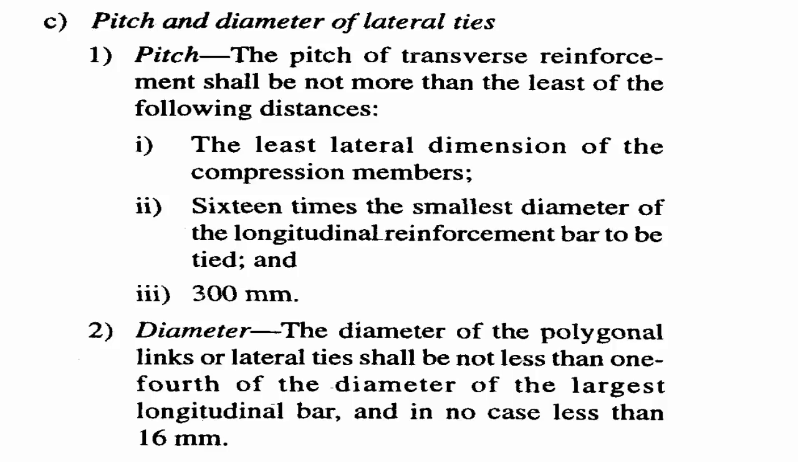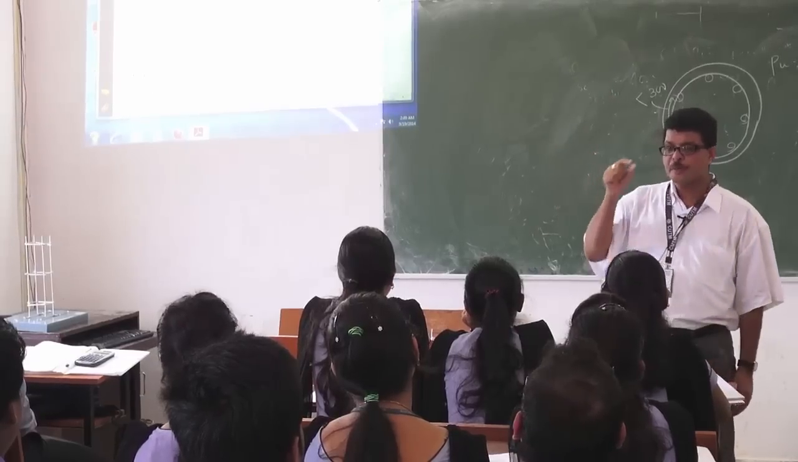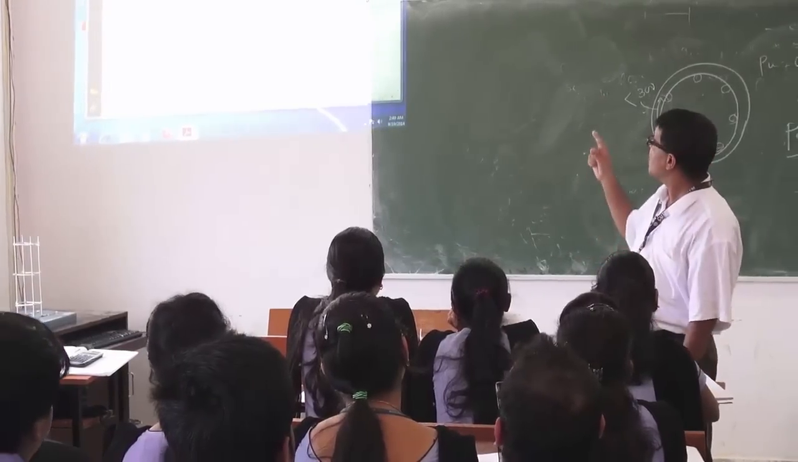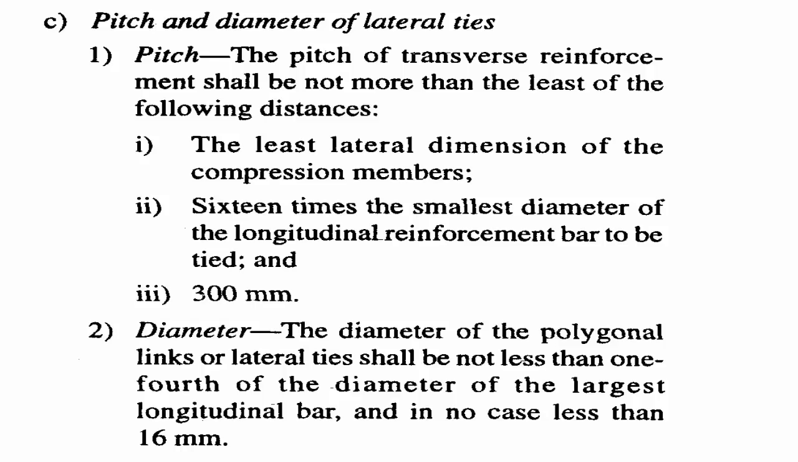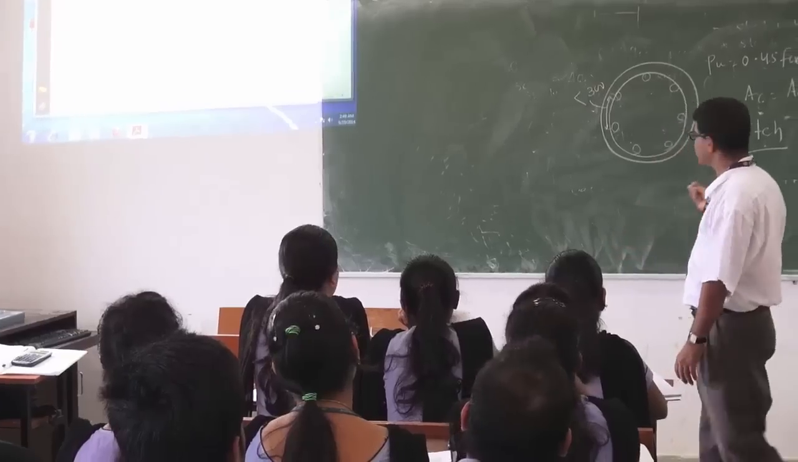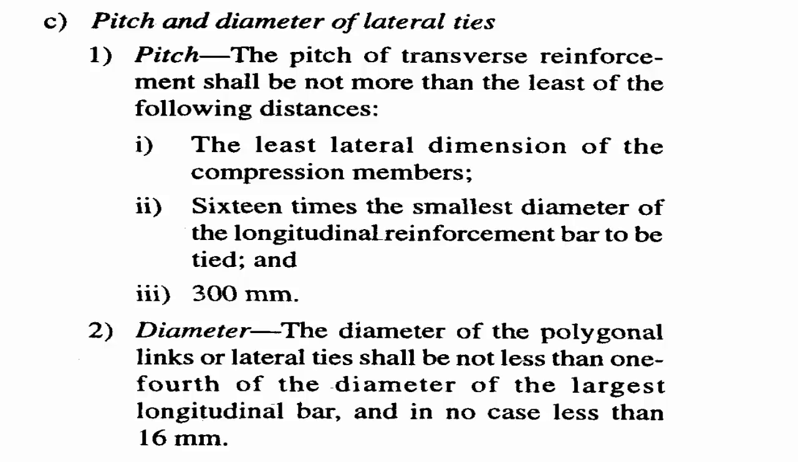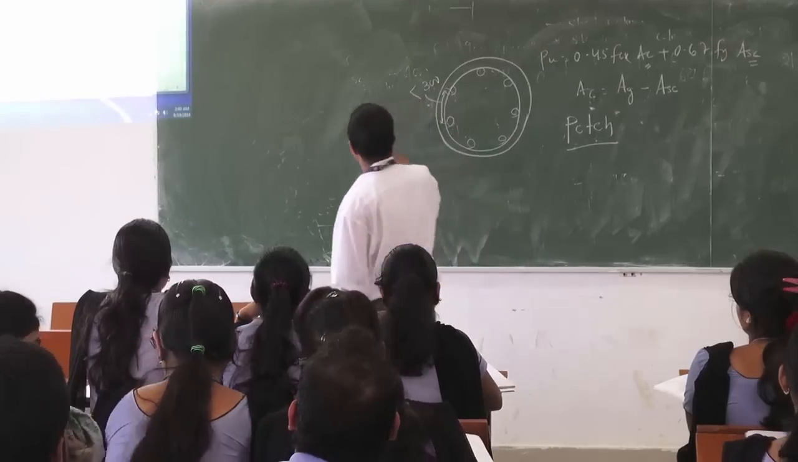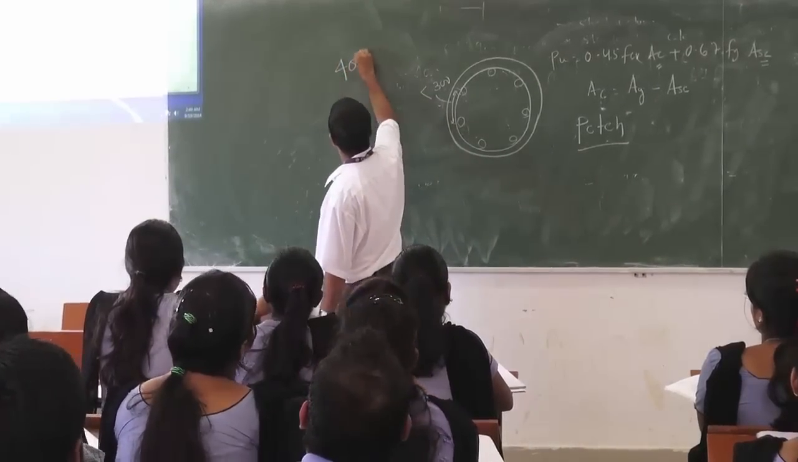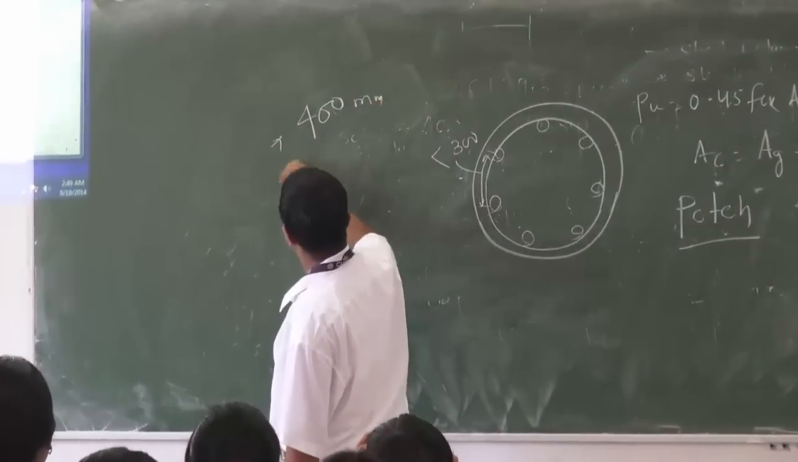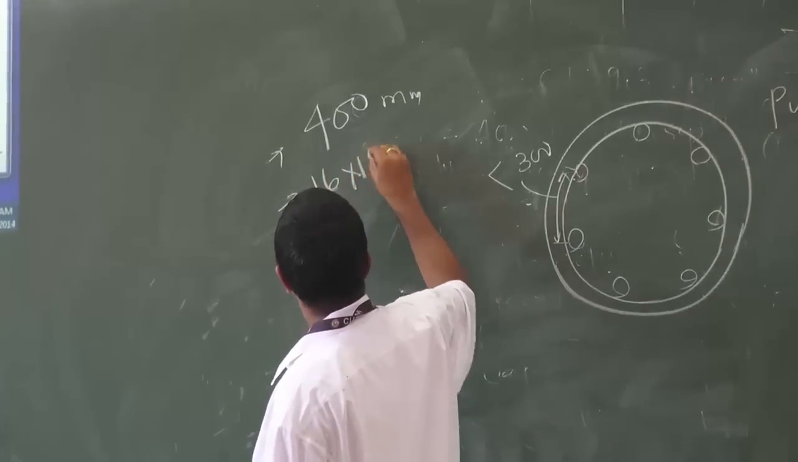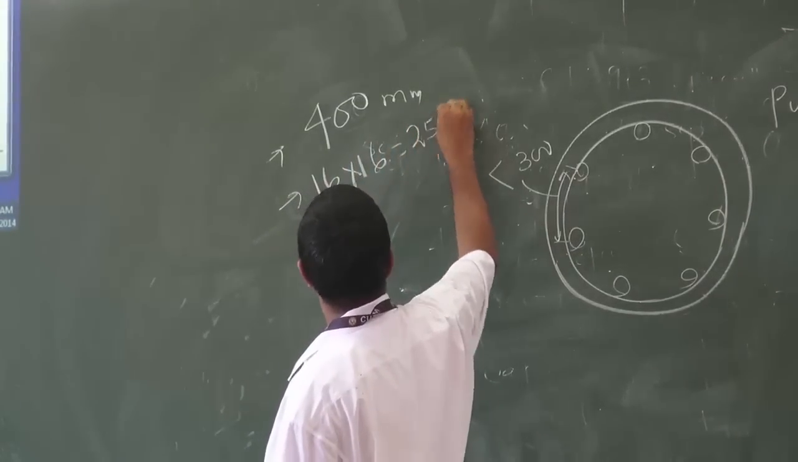The pitch of the transverse reinforcement shall be not more than the least of the following. Least: out of the 3 values, whichever is the minimum, that is the least value. What does it say? Least lateral dimension of the compression member. Least lateral means, suppose in this case 400 and 600, least is the 400. Then 16 times the smallest diameter of longitudinal bars. We have taken 16 mm, 16 times 16 is 256.